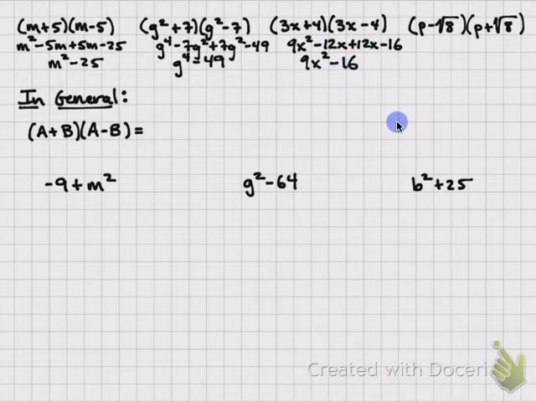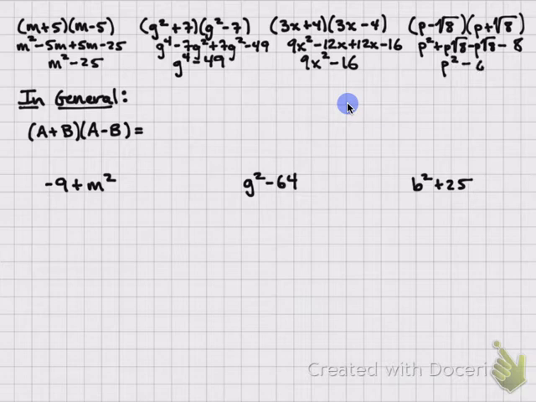Alright, and for our last example, if we multiply this together, we get p squared plus p times the square root of 8 minus p times the square root of 8 minus the square root of 8 times the square root of 8, which by definition is 8. Again, these two terms in the middle are going to add to 0. We end up with just p squared minus 8.